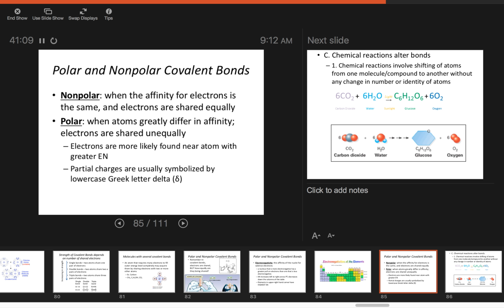So what if it's more than 2? It's ionic. No longer covalent. Good question.